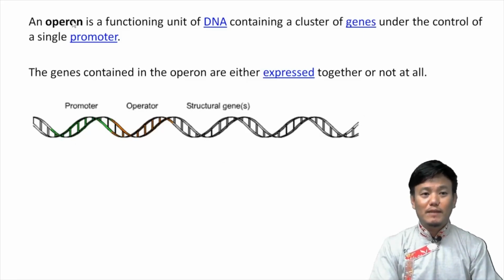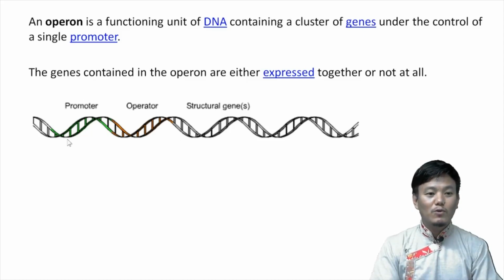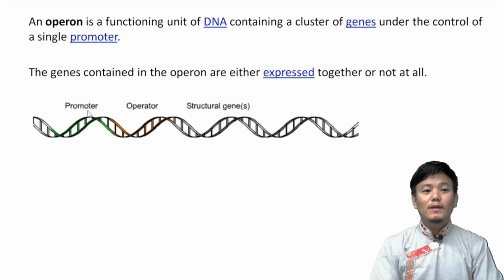Here also we have a DNA segment, a functioning unit of DNA, containing a cluster of genes. So we have a promoter gene, operator gene, structural genes, and then we have a terminator gene also. It's not shown here, but there's a terminator gene as well. All these genes are in a cluster, and all of them, operator and structural genes and everything, are under the control of a single promoter, this green one. Therefore, since they are under the control of a single promoter, the genes contained in the entire operon are either expressed together or not expressed at all.